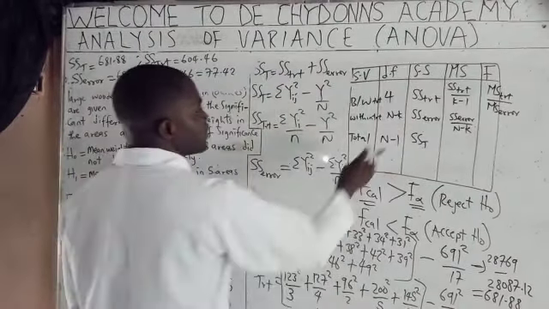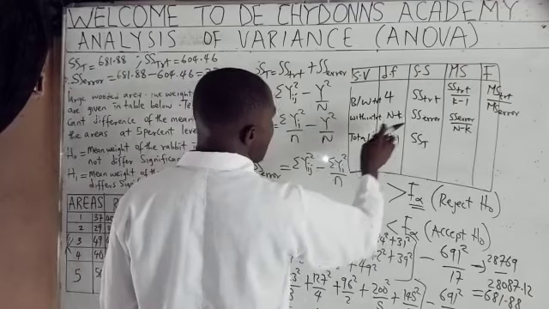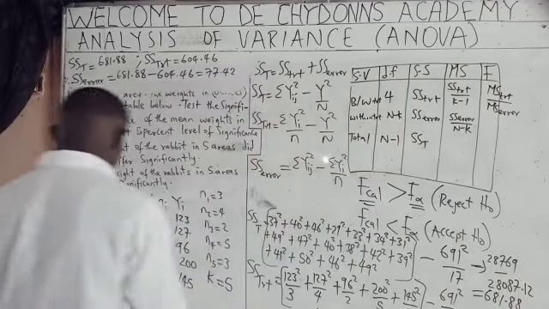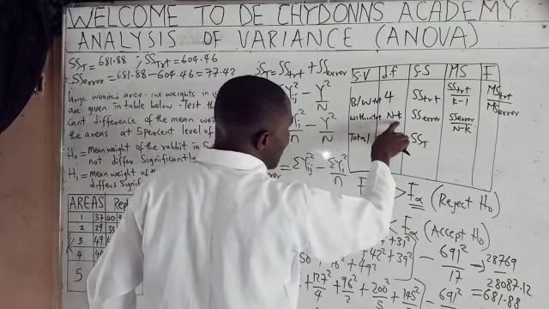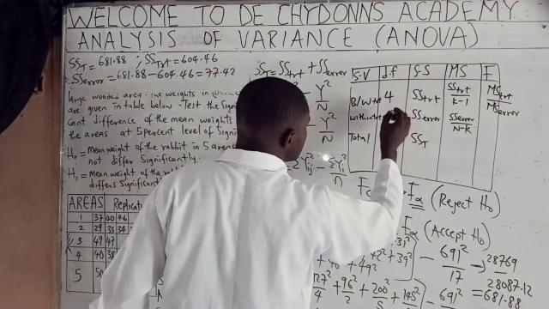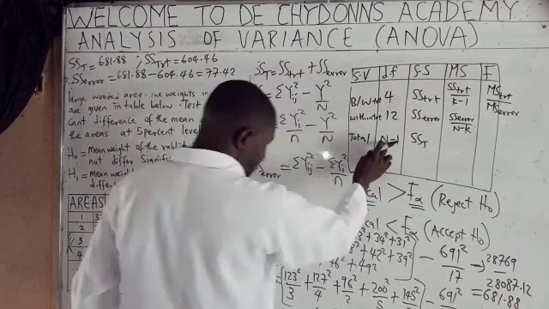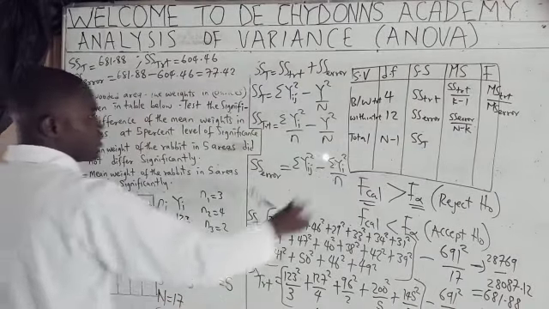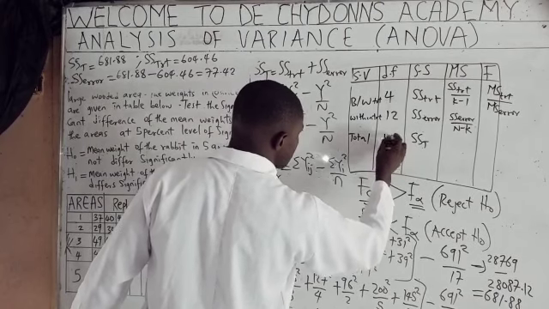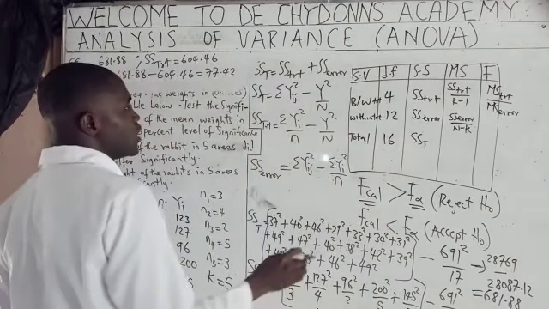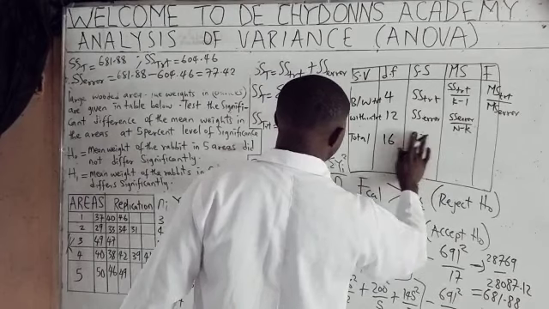N means 17, K means 4. N means 17, K means 5. So, capital N 17 minus 5, that will be giving us 12. And capital N means 17, 17 minus 1, 16. Then, what did we get as our SS total?